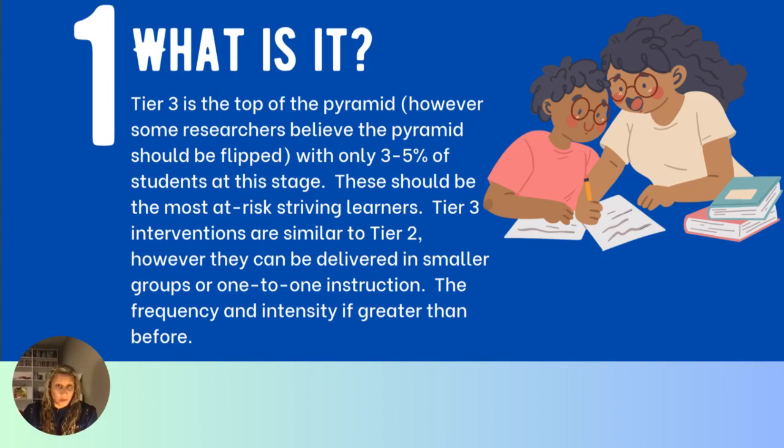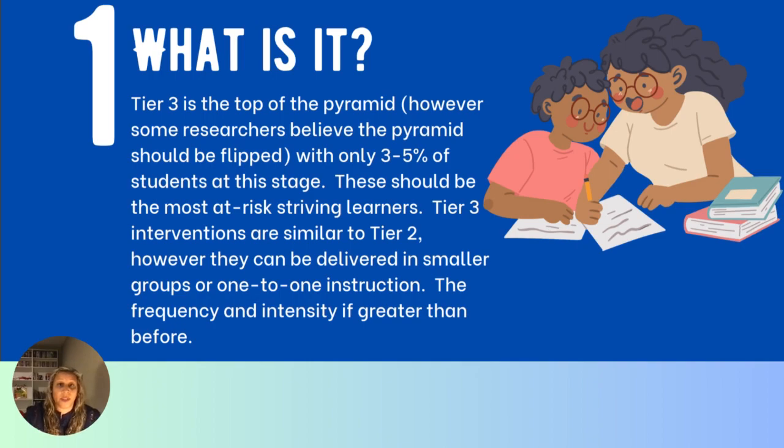What is Tier 3? Well, Tier 3 is the highest point of the MTSS pyramid. It should be the smallest group of your population, though, with only 3 to 5% on a Tier 3 plan. These are the most at-risk, unidentified learners.